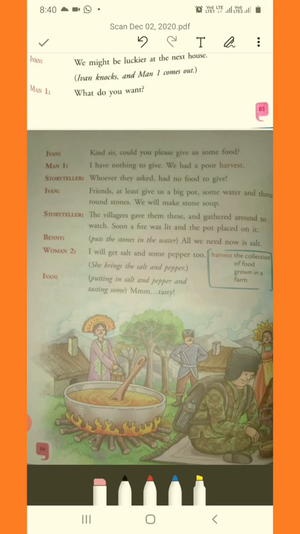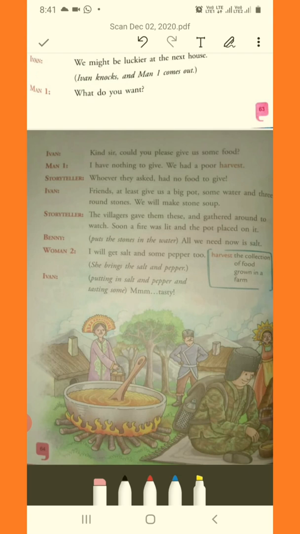Harvest means the collection of food grown in a farm. It is the time farmers grow food and then cut that food grain and store it. Harvesting is basically cutting of grown crops. The man says, I have nothing to give. We have a very poor harvest.